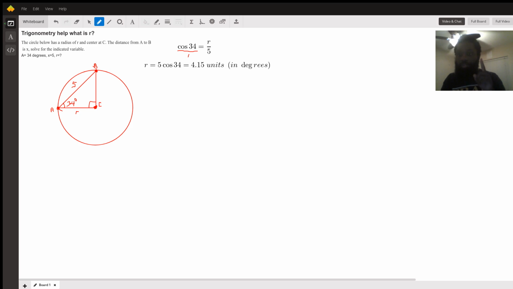Now, you want to make sure that your calculator is in degrees, okay? Because if it's in radians, it's going to give you a negative number. So switch your calculator to degrees and then type in 5 times cosine 34, and you should get 4.14 something, which will turn that 4 into a 5. So round it to the nearest hundredth, 4.15 units. Okay? This is what r is, the radius.